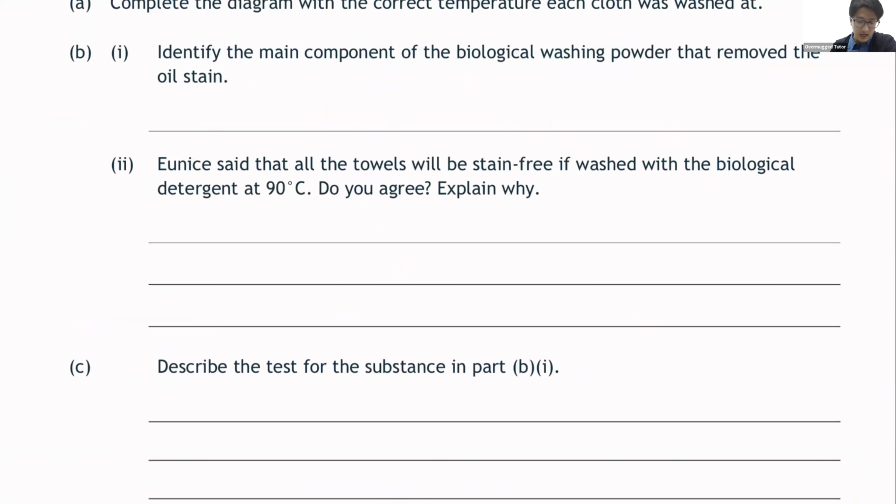This one is fairly straightforward. If I wash at 90, do we agree with Eunice's statement here? Cannot, what will happen? We just talked about this, right? If it's above optimal, what happens to the enzymes? Denature. So this one, just put it down at the points at the side here. I would like for you all to tell me the answer of part C. Tell me what is the test you will conduct first.